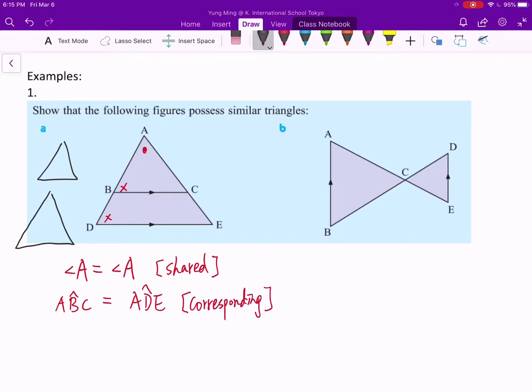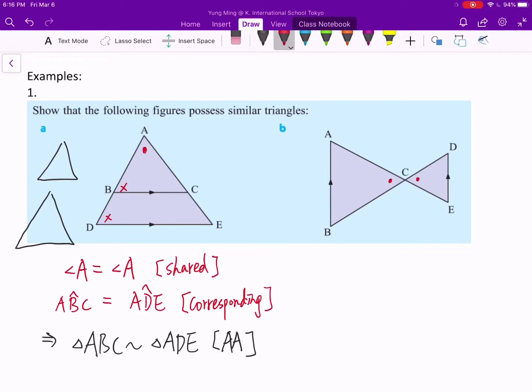And we're actually done. This is enough for us to conclude that triangle ABC is similar to triangle ADE. And the reason behind that is AA. So that's it, pretty much the same format. Most of the time you have three lines of evidence, but in this case two is enough for us to prove similarity.